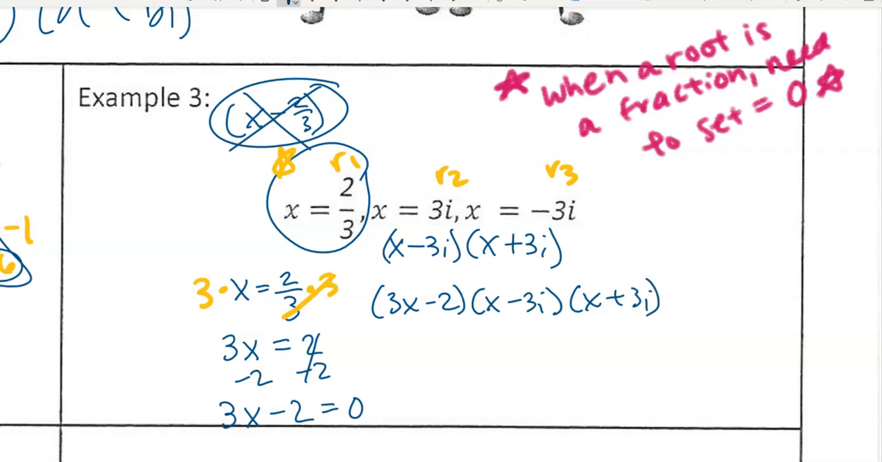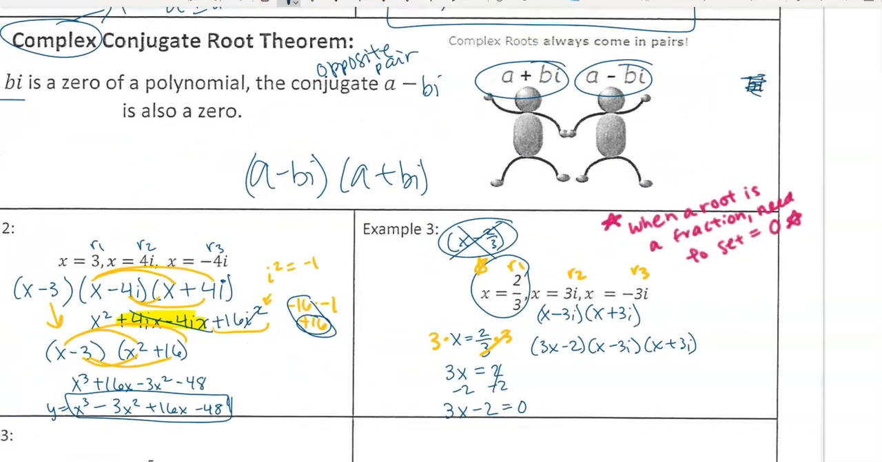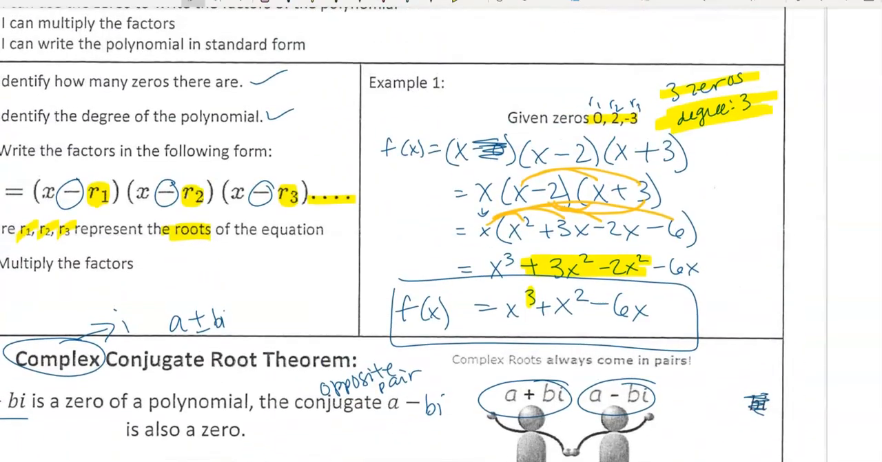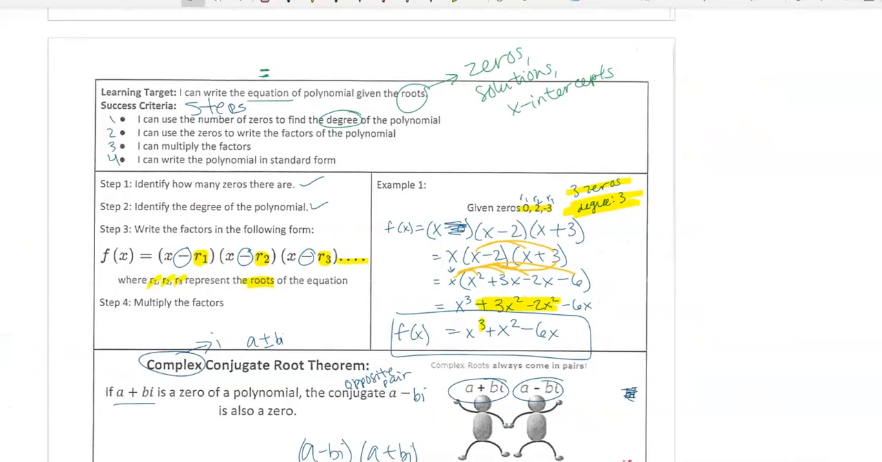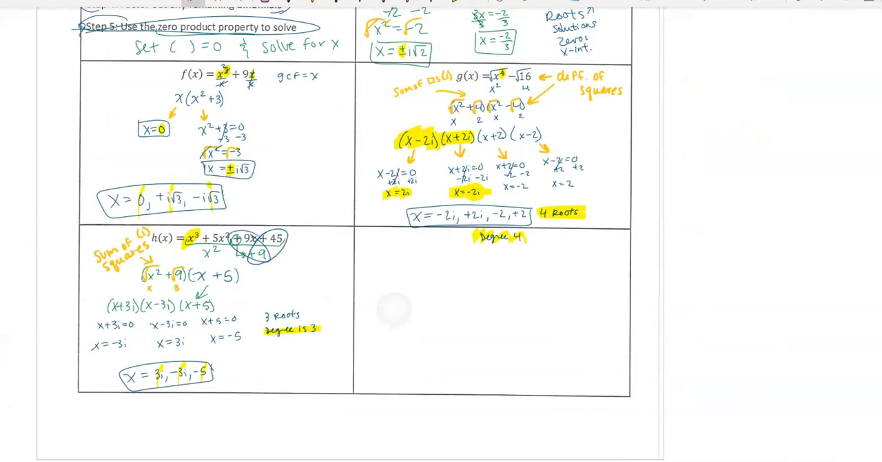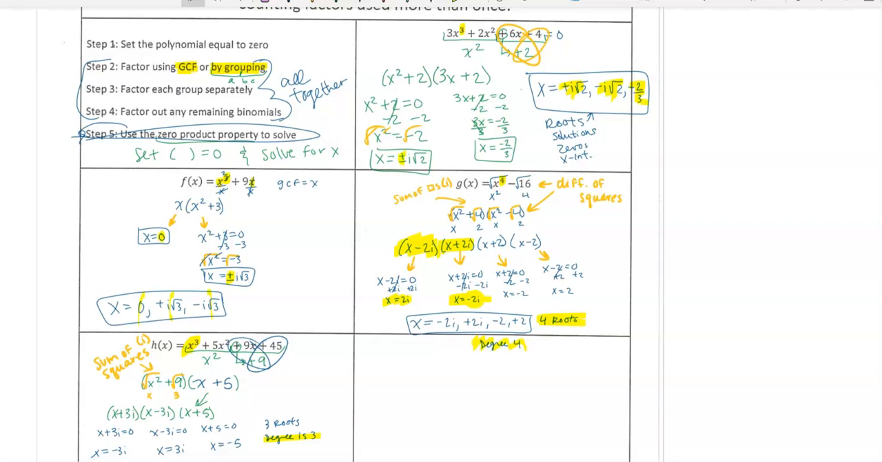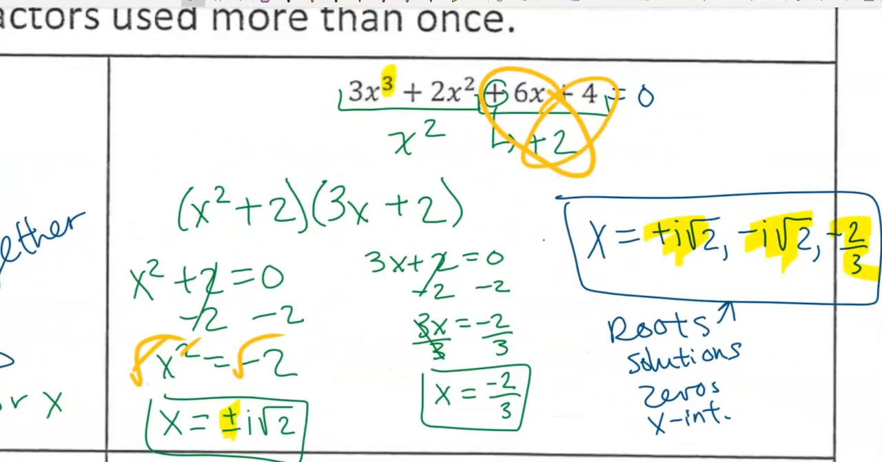But before we start multiplying everything out to get our original polynomial, I want you to see why your root isn't a fraction. I know I had an example. Oh, here's one. Look right here. This polynomial, we factored it and we got 3x plus 2. When we set that factor equal to 0, we subtracted 2, and then we divided by 3. And look, it's saying x equals negative 2 over 3.